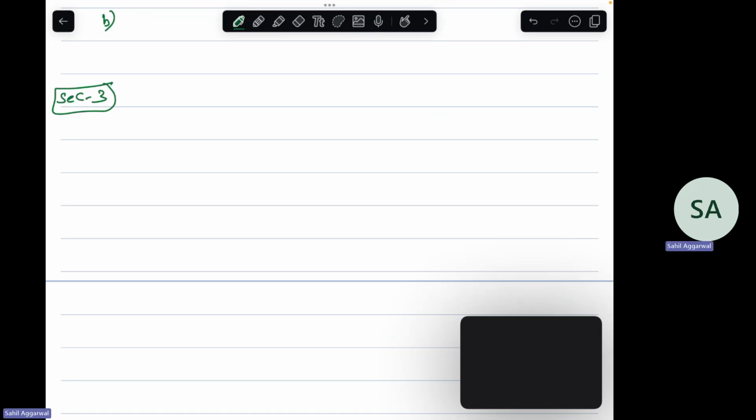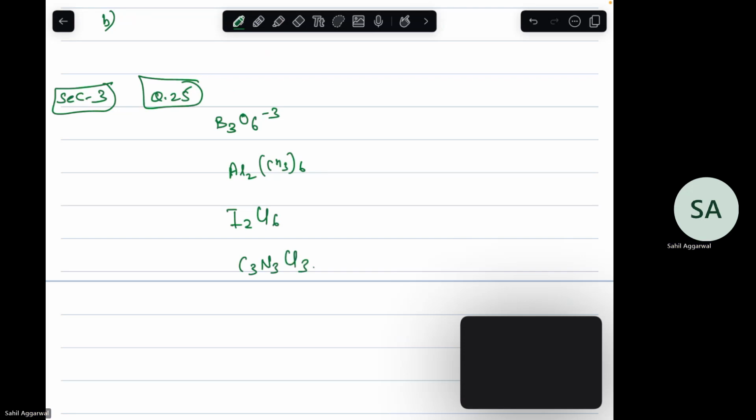सेक्शन 3, क्वेश्चन 25। मैच कॉलम 1 and 2। B3O6 3 minus, Al2(CH3)6, I2Cl6, C3N3Cl3। इसमें we have to tell the best possible. We should know the structures of this compound first.